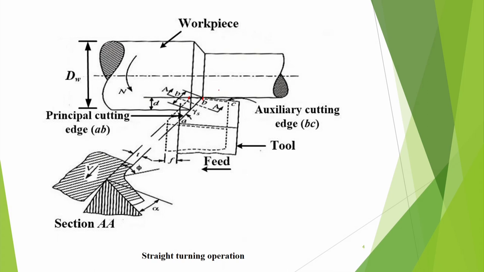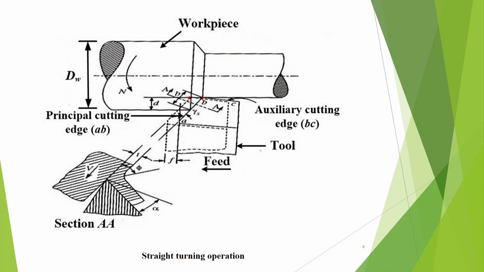And the second one is the auxiliary cutting edge. It also participates a little bit, and it may have some influence on the finishing. This is also shown here, that BC is the auxiliary cutting edge, and this is the tool. An important point is, what is the chip thickness here? Most of the students get confused about the uncut chip thickness. It is not that depth of cut d is the chip thickness.